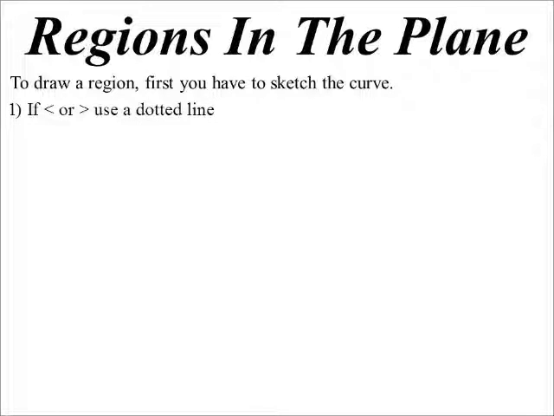If it's just less than or greater than, we use a dotted line to indicate the boundary is not included in my solution. So if it's an equal to as well, then we use a solid line indicating the boundary is included in the solution.